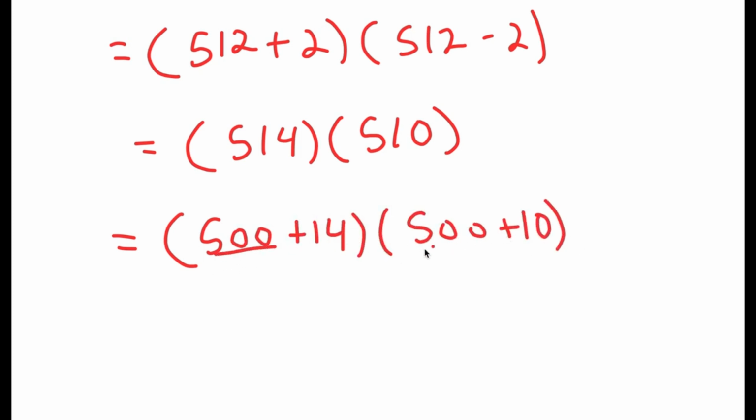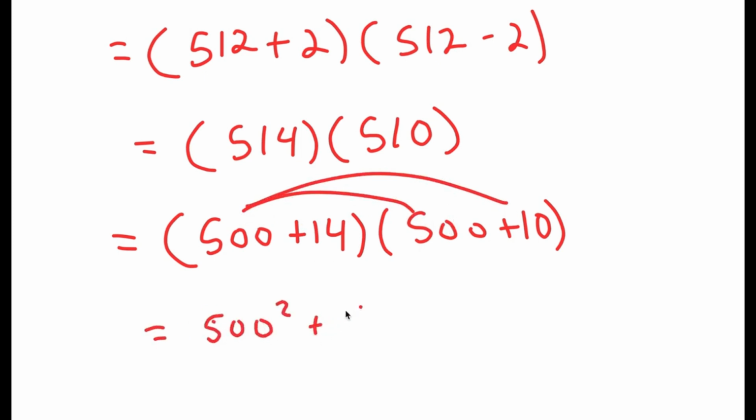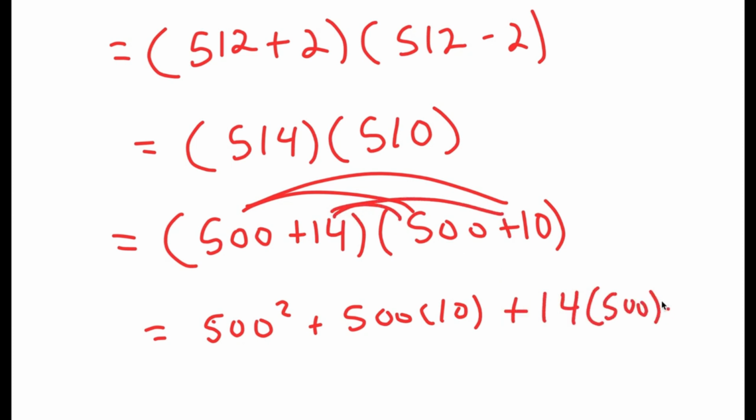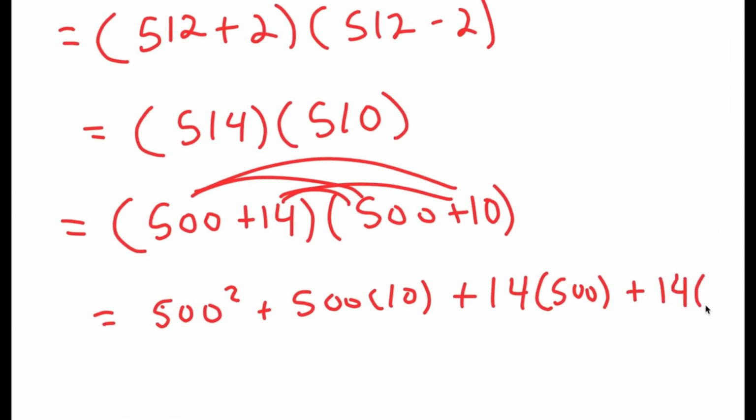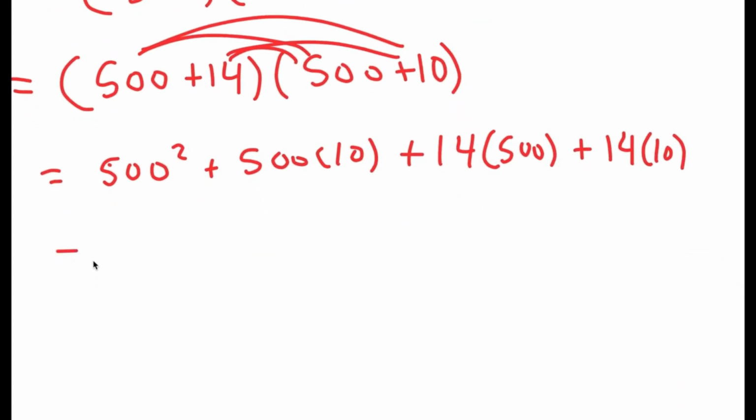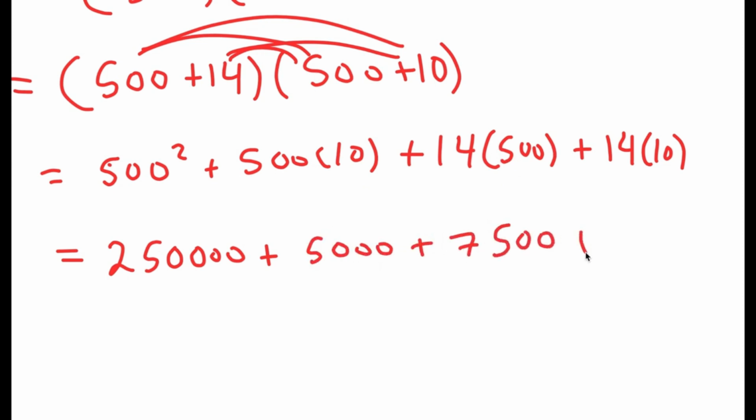So I rewrote this as 500 plus some number because 500 is easy to multiply with. So now I can distribute 500, so I get 500 squared plus 500 times 10 plus, I can distribute 14 times 500 plus 14 times 10. Now 500 squared, that's going to equal 250,000. 500 times 10 is 5,000. 14 times 500 is 7,500. And finally 14 times 10 is 140.